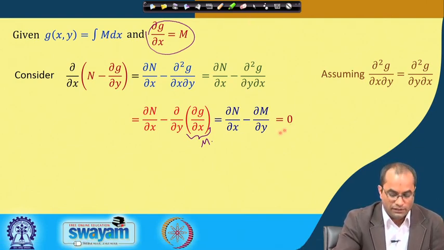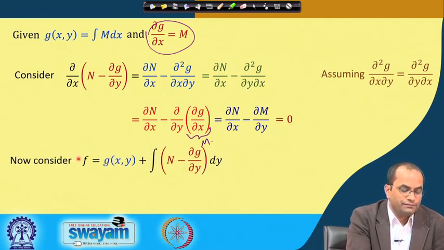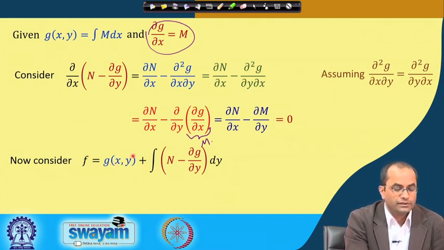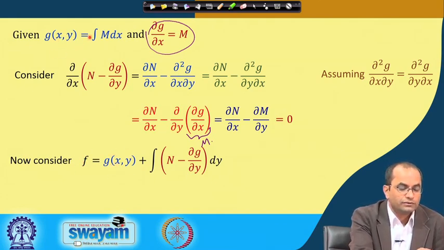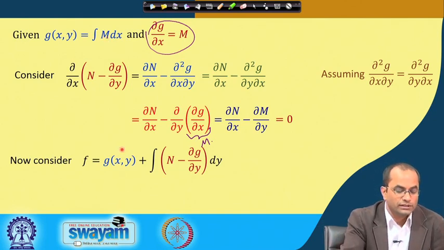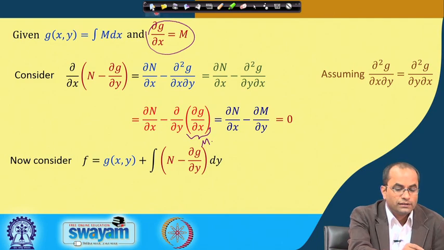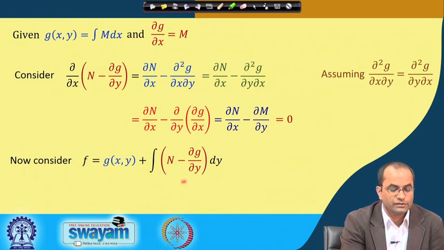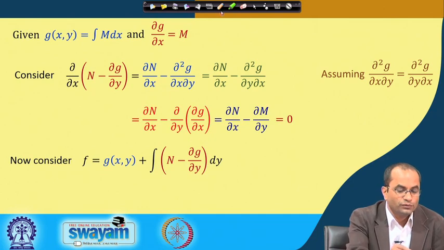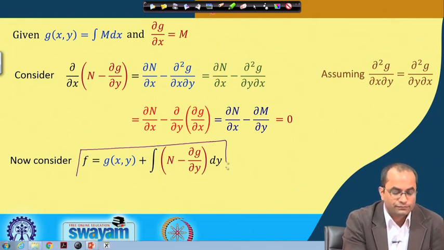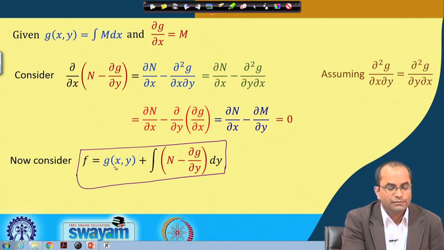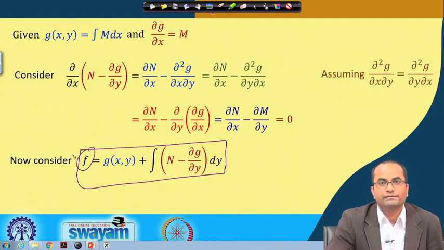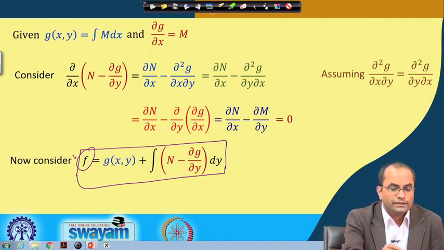So, with this we can now construct this f, and the f is nothing but the g here, which we have constructed as the integral of this m. So, this g plus this function n minus del g over del y, which is a function of y alone, and we are integrating here with respect to y. What we will prove now is that this f actually solves the purpose, meaning the differential of this f is nothing but m dx plus n dy. So, this we will show now in the next slide.